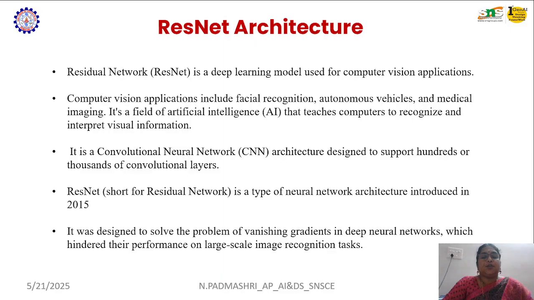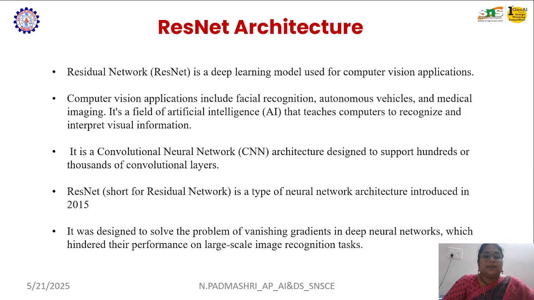Today we are going to discuss the topic ResNet architecture in convolution neural network. The ResNet is called Residual Network. It is a very famous deep learning neural network model mainly used for computer vision applications. It is mainly used in GPU, graphical processing unit.